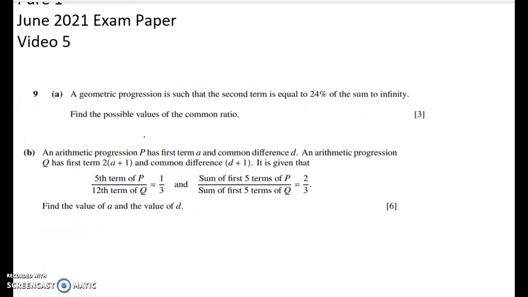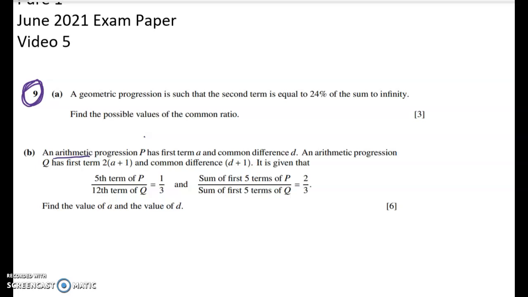This is question 9 from the June 2021 AS Pure 1 exam paper, and I'm just going to get through question 9 in this video. It's a geometric progression question and then an arithmetic progression question, so there's going to be quite a bit of algebra.